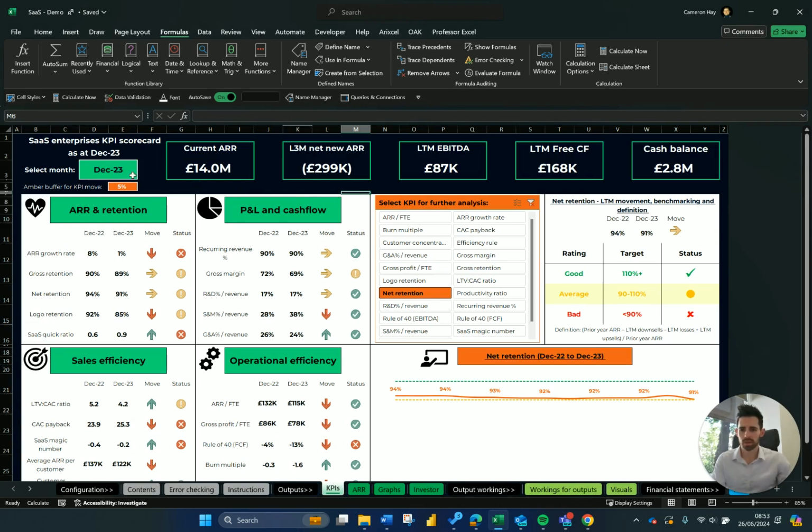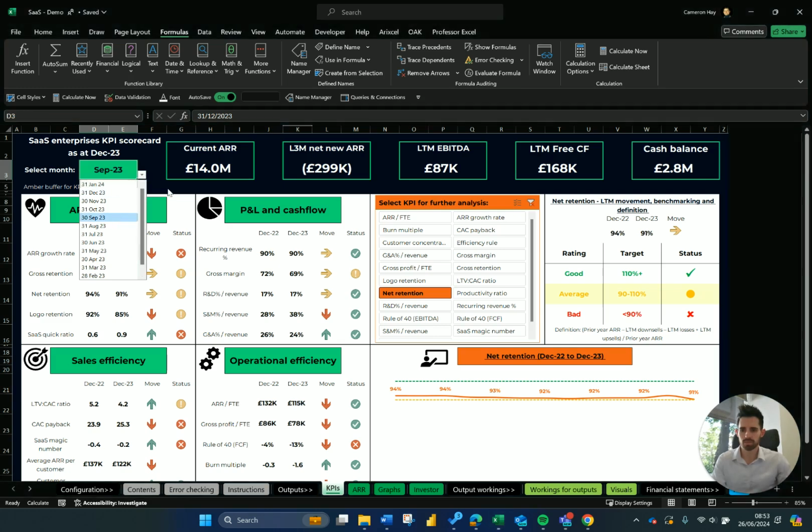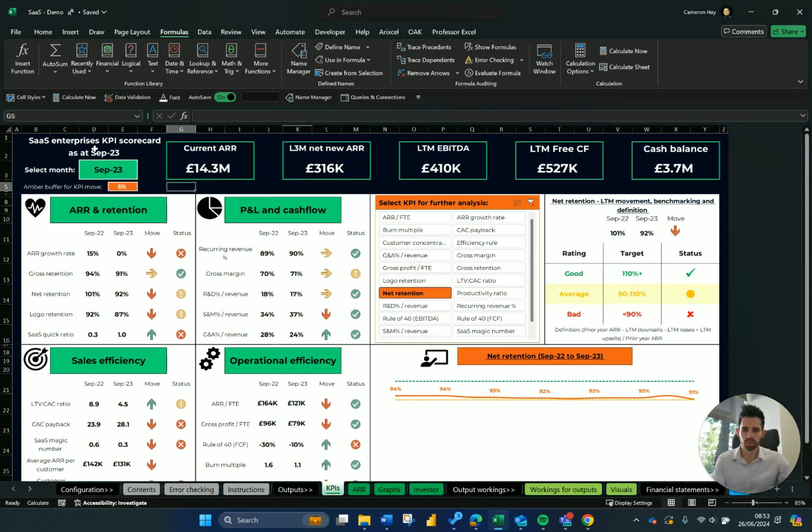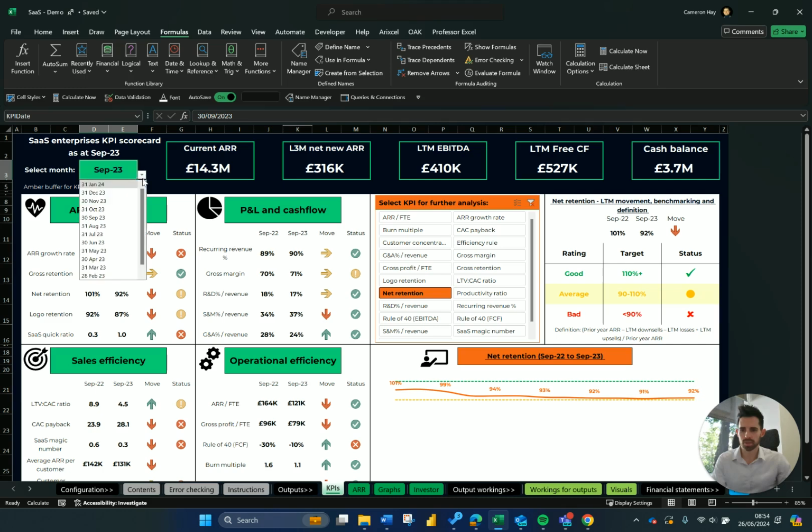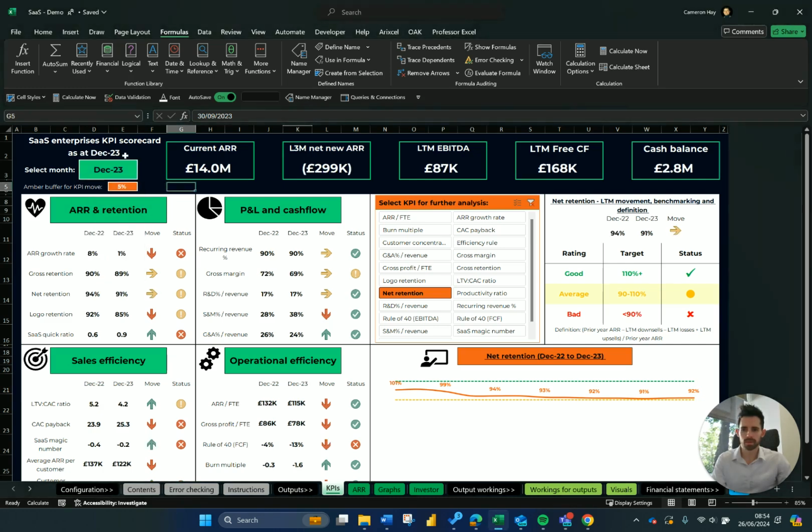This KPI tab is also dynamic, so you can change the date. If you wanted to view September numbers, for example, then everything would flip to September. Just press calculate, so the graph updates. I'll flip it back to December for a second. On the right, we've got a section where you can select a metric, and that's going to update the graph, so you can see how the values have trended over time.